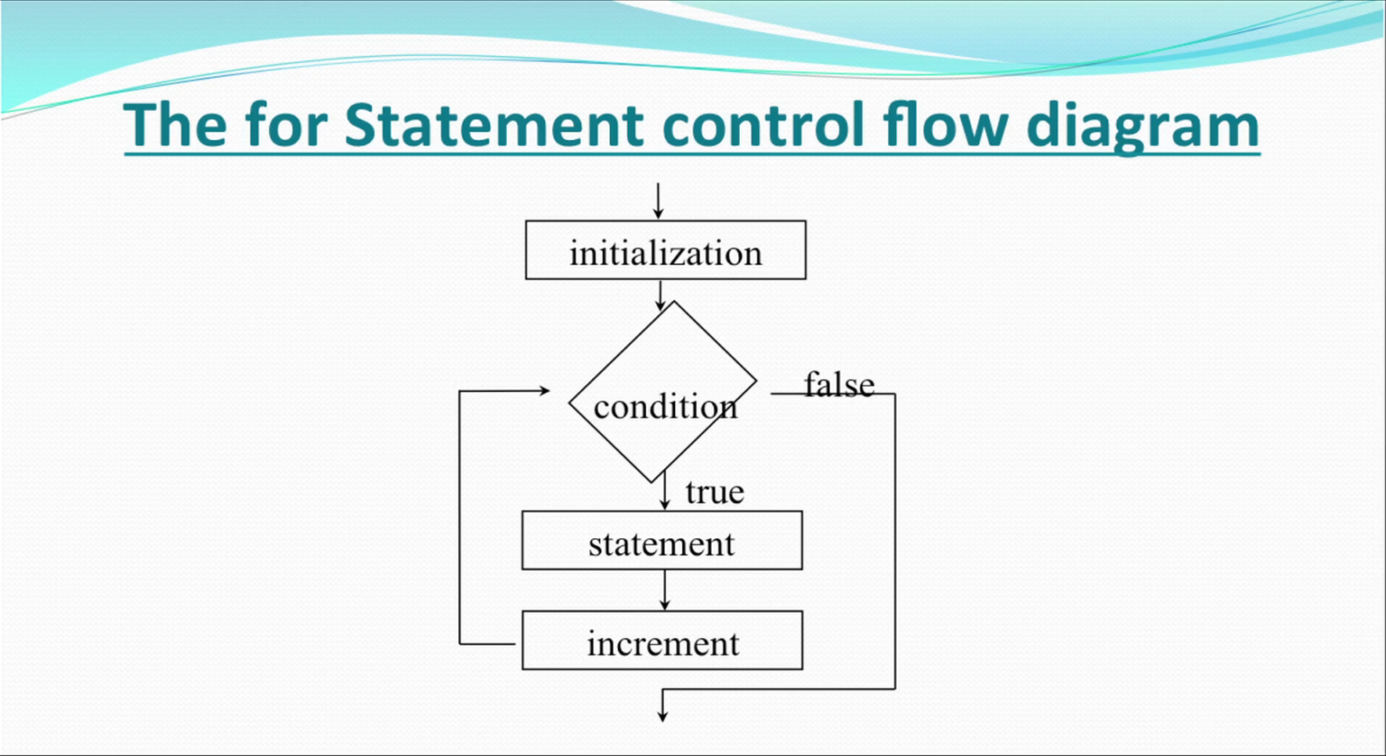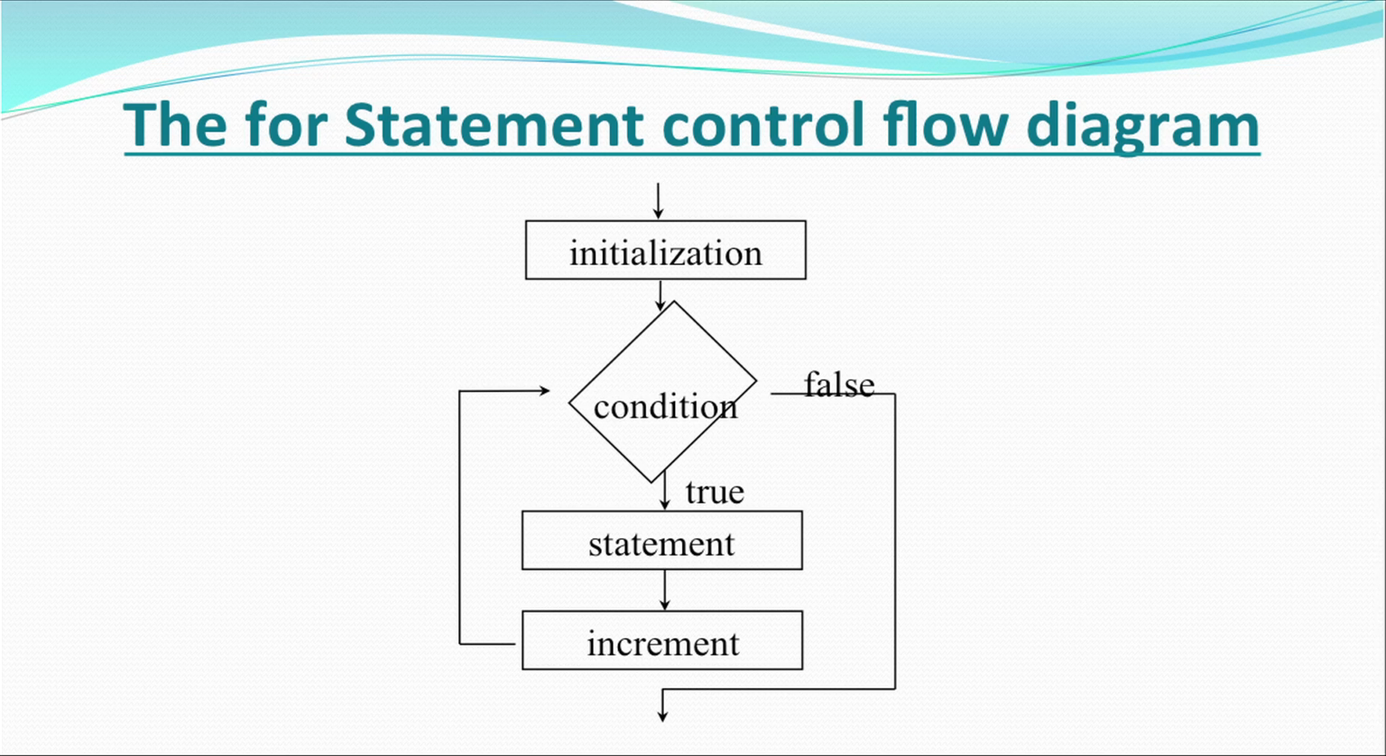If the condition still holds true, again the statement following the for loop is executed. After that again an increment is done, and if the condition again appears to be true, the loop keeps going as many times as the condition is true. And when this condition becomes false, the loop exits itself. This is clearly shown in this control flow diagram of the for statement.